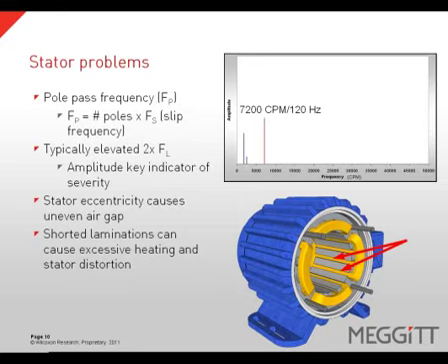When a stator is eccentric, it will cause an uneven air gap to occur. This will cause elevated levels of 2 times line frequency and hot spots to occur on the stator. Shorted laminations can cause excessive heating and ultimately stator distortion.